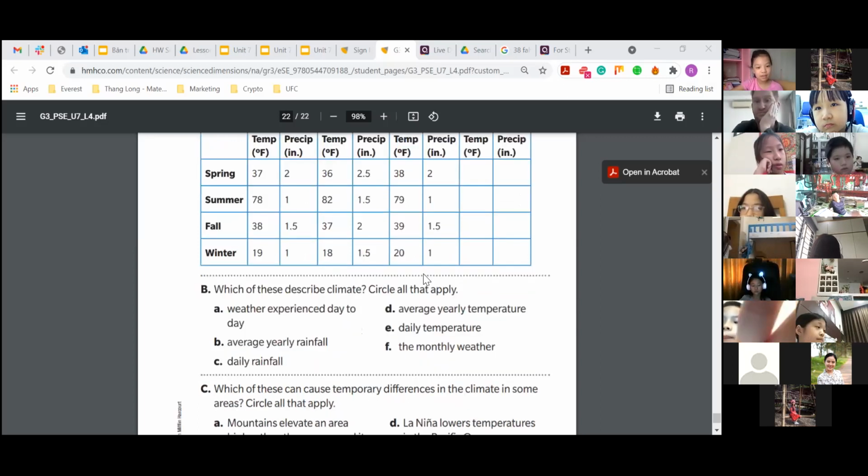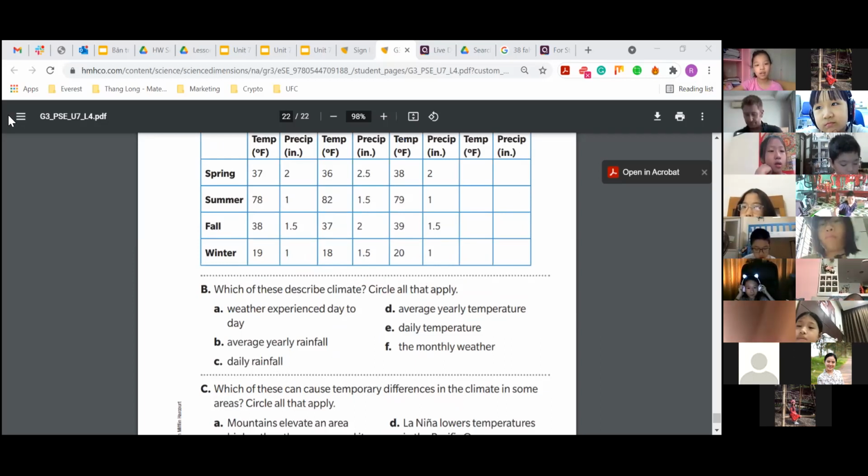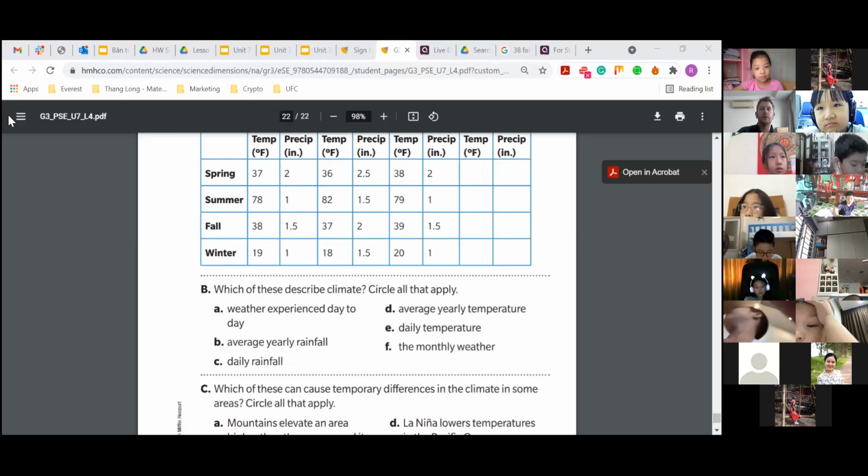Which one describes climate? Hacker, what's the answer? A, B. No. No. What is climate? Who can describe climate to me? Anna, what is a climate? Climate is a long period of time that is... It's the weather over a long period of time, right? In one area. The weather over a long period of time in one area.